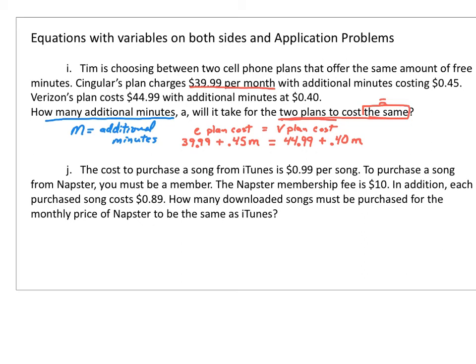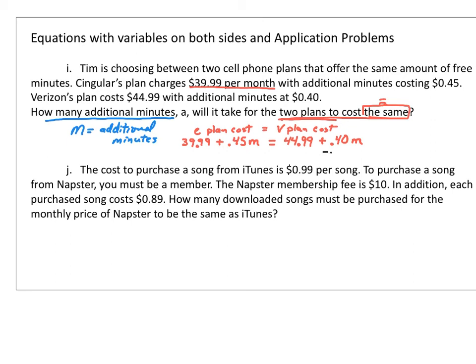So this is like a comparison equation where we have the cost on one side, and we're trying to make it equal to the cost on the other side. Sometimes it won't say for the two plans to cost the same. Sometimes it'll say, which plan's better? And then you're going to have to figure out that, well, I want to know when are they going to cost the same? And your equation would look like this. So let's solve this. It's not as hard to solve as it looks.